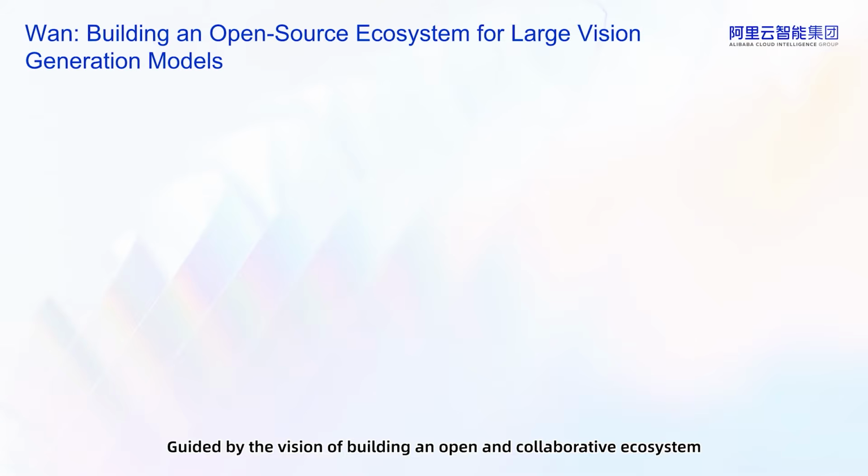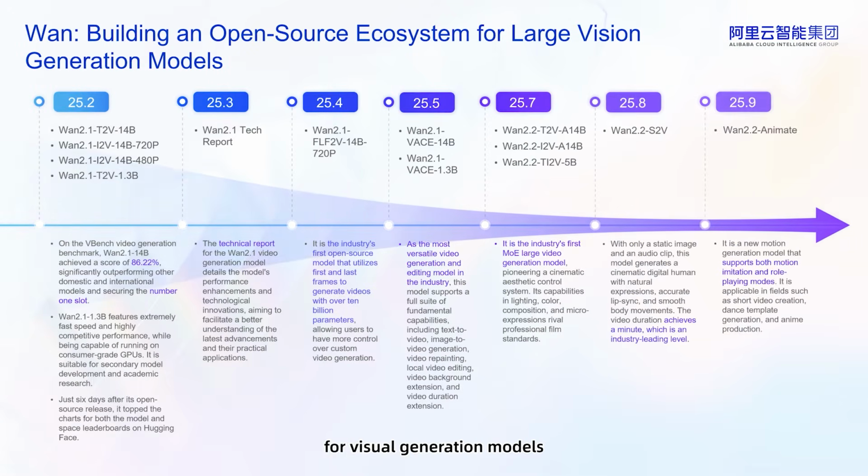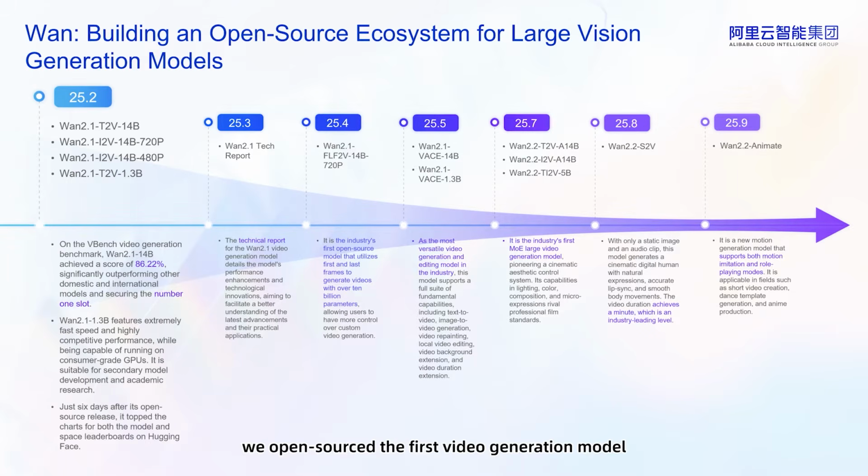Guided by the vision of building an open and collaborative ecosystem for visual generation models, we have open-sourced many competitive visual generation models. In February 2025, we open-sourced the first video generation model in the Wangxiang series, Wan2.1. The Wan2.1 series includes a flagship 14B version and a lightweight 1.3B version. The 14B flagship model topped the VBench video generation evaluation leaderboard, demonstrating its technical leadership and video generation capabilities.